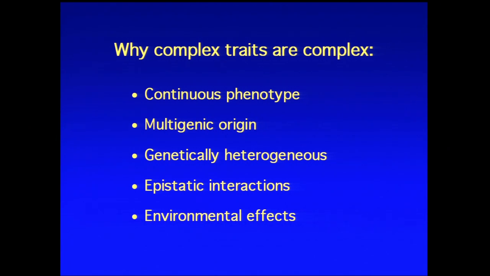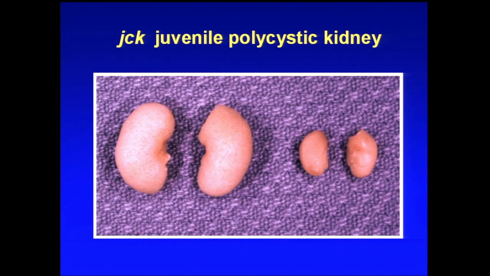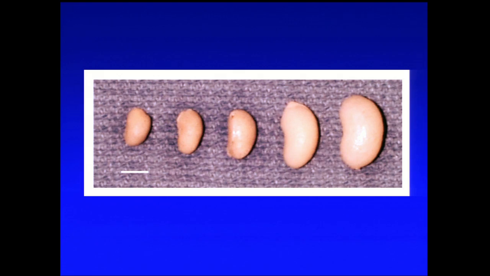There are a number of reasons why complex traits are complex. And studying them in model systems, in theory, has some advantages, but as it turns out, has turned out to be quite challenging. So I just want to show you that. So I showed you the JCK mutant phenotype, and I wasn't entirely forthcoming, because in fact what the phenotype looked like when we began to study those F2 progeny was more like this.